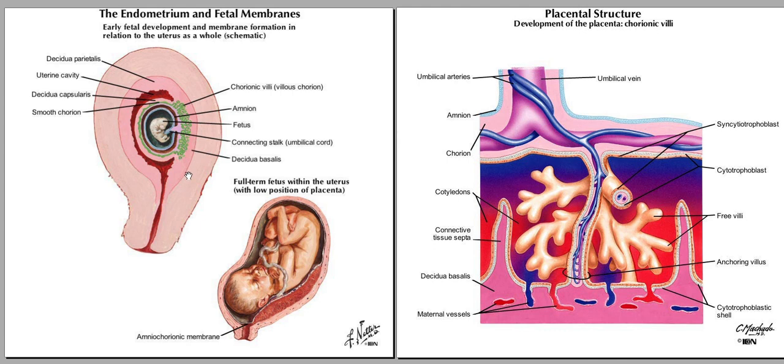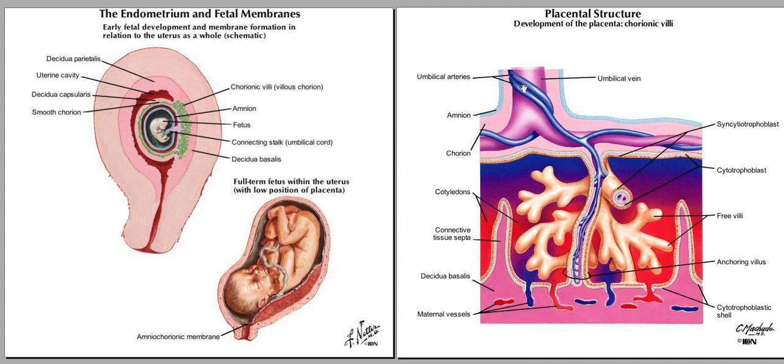So decidua basalis, capsularis, and parietalis. We have your chorionic villi, villous chorion over here, the amnion to here. Okay. The amniochorionic membrane is the one you have over here, as this is a full term fetus within the uterus with low position of placenta over here. Okay, so now let's dive into the placental structure.